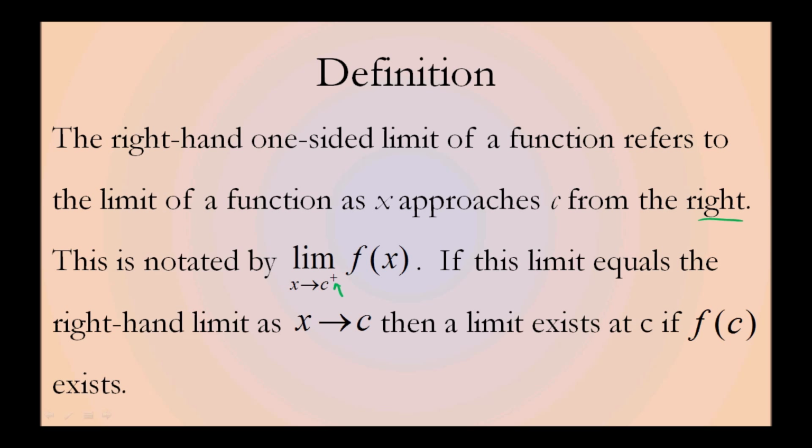So if we look at a typical number line, negative is on the left and positive is on the right. When we look at c from the right, we see it's from the positive side. So if this limit equals the right-hand limit as x approaches c, then a limit exists at c if f of c exists.